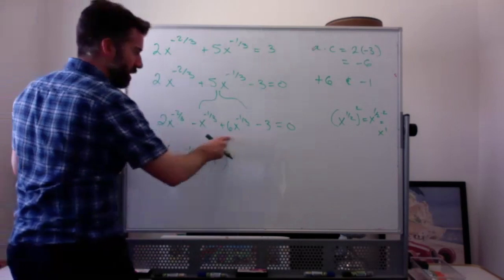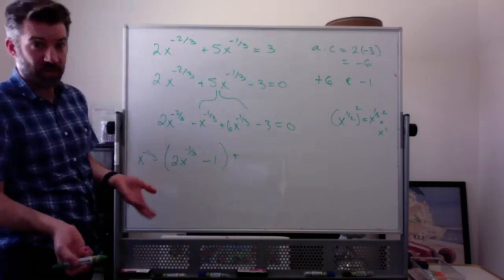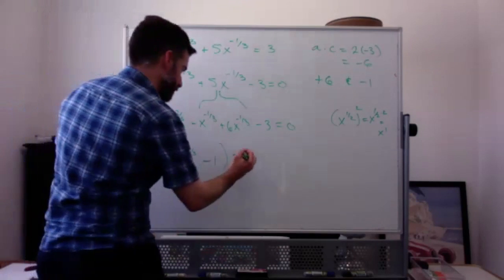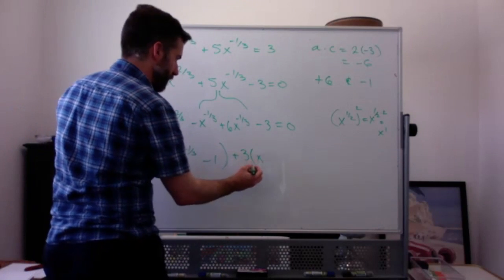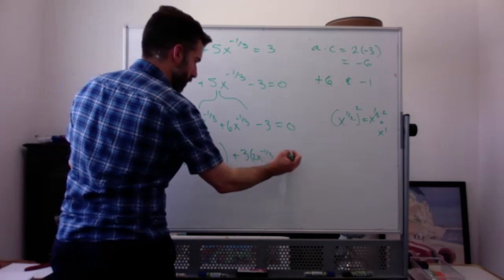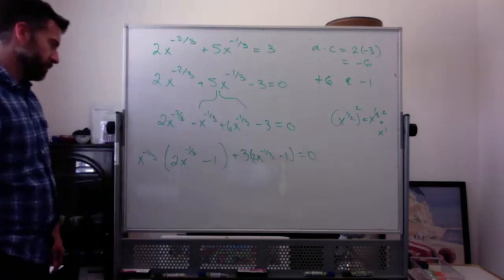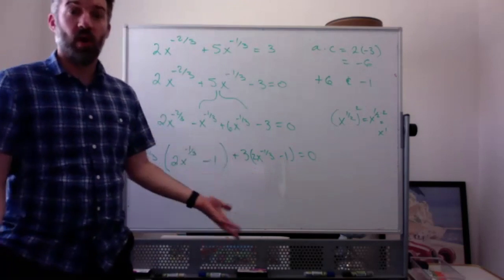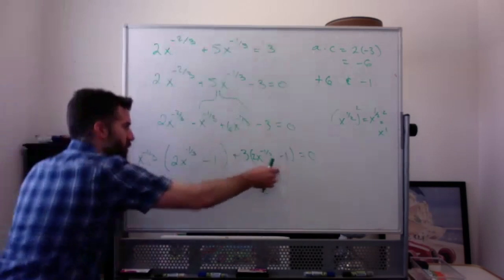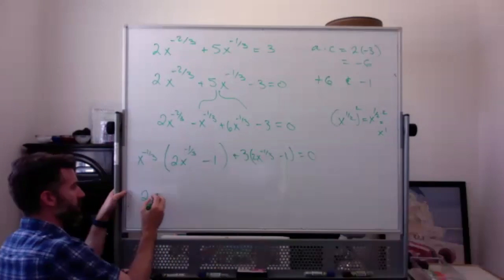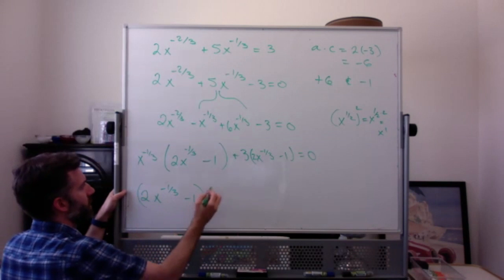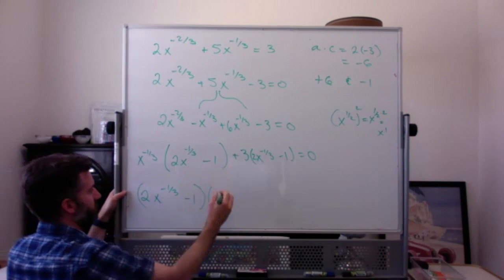We do a similar thing here. I'm going to factor out the greatest common factor, which in this case is just 3. So I'm left with a 2x to the negative 1/3 minus 1. Good, and these are the same, which is always what you're hoping for. If they're not the same, you need to go back. So then we pull the same thing out. We've got a 2x to the negative 1/3 minus 1 times an x to the negative 1/3 plus 3.